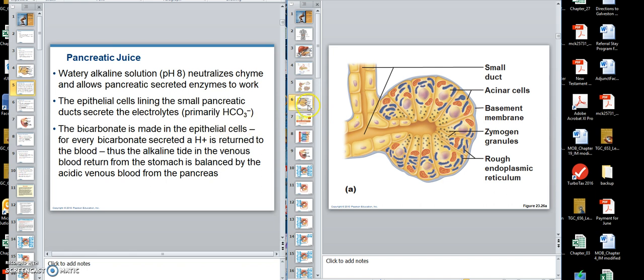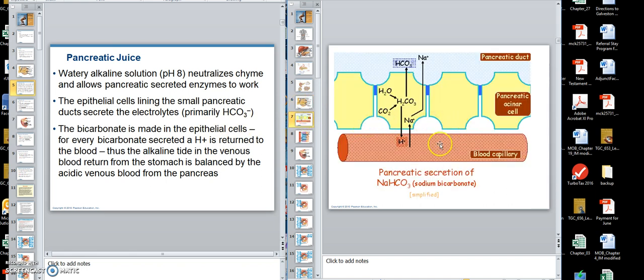So let's see how this is going to work. So here's the blood vessel. All right. Water gets in plus CO2. You know what that does? Form carbonic acid. The carbonic acid then goes into the pancreatic duct. Okay. The H plus goes into the blood capillary. So the bicarbonate is made in the epithelial cells. For every bicarbonate secreted, H plus is returned to the blood.